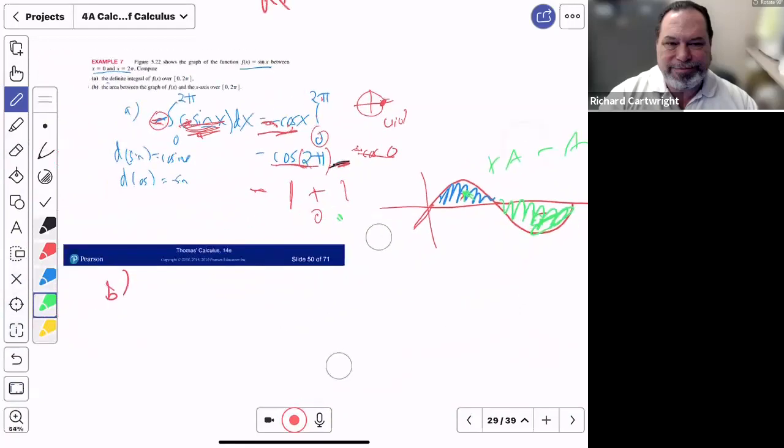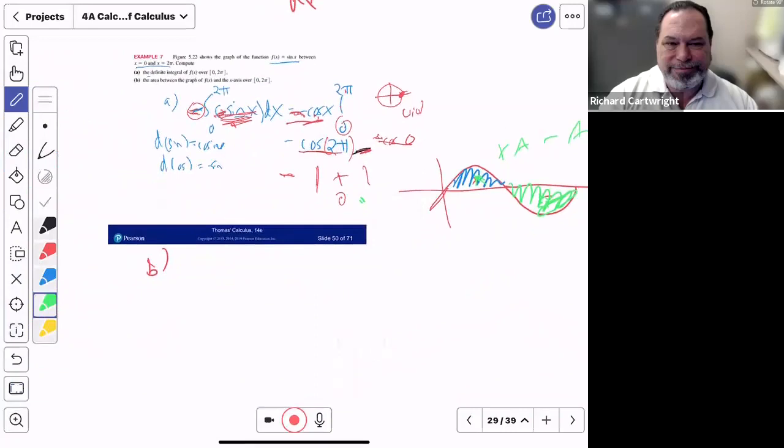But B is saying, I don't want to know the integral, I want to know how much paint I have to buy. So now when I do the integral from 0 to 2 pi of sine of x dx, I'm going to take the absolute value of it.